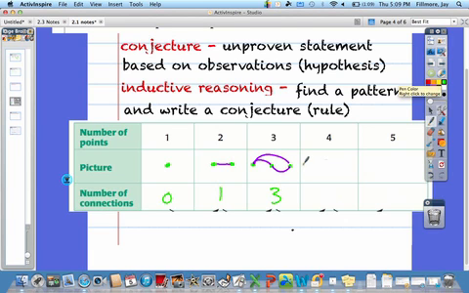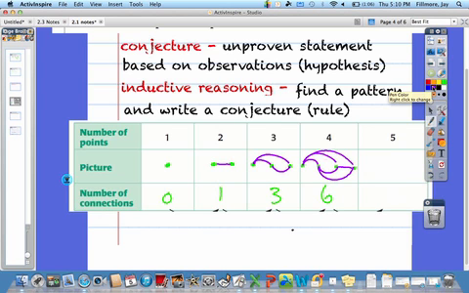Okay, let's look at the 4th one and see if we can identify our pattern, because we might have an idea so far, but let's just be sure. For 4 collinear points, I can connect the first to the second, first to the third, or first to the fourth. I can also connect the second to the third and the second to the fourth. And finally, I can also connect my third to my fourth. So I have 1, 2, 3, 4, 5, 6 connections here. 6 ways I can connect those points.